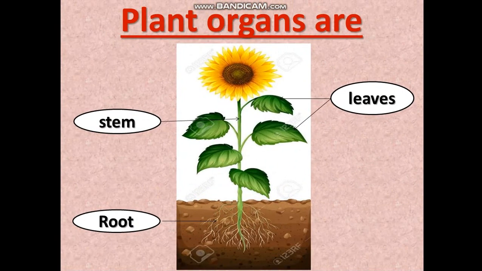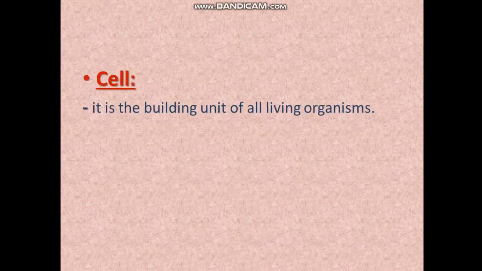So from this introduction, we know that the cell is the building unit of all living organisms, because groups of cells form tissues, groups of tissues form organs, groups of organs form systems, and systems form the whole body. So we start with what? The cell. What is the meaning of cell again? The cell is the building unit of all living organisms.